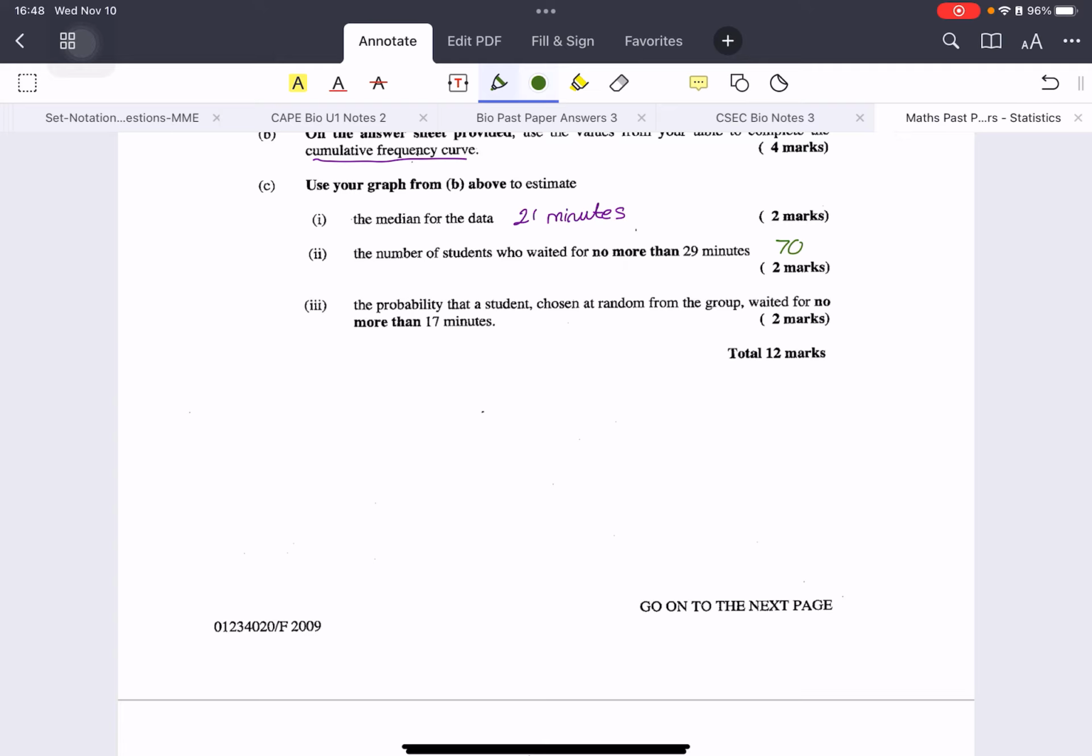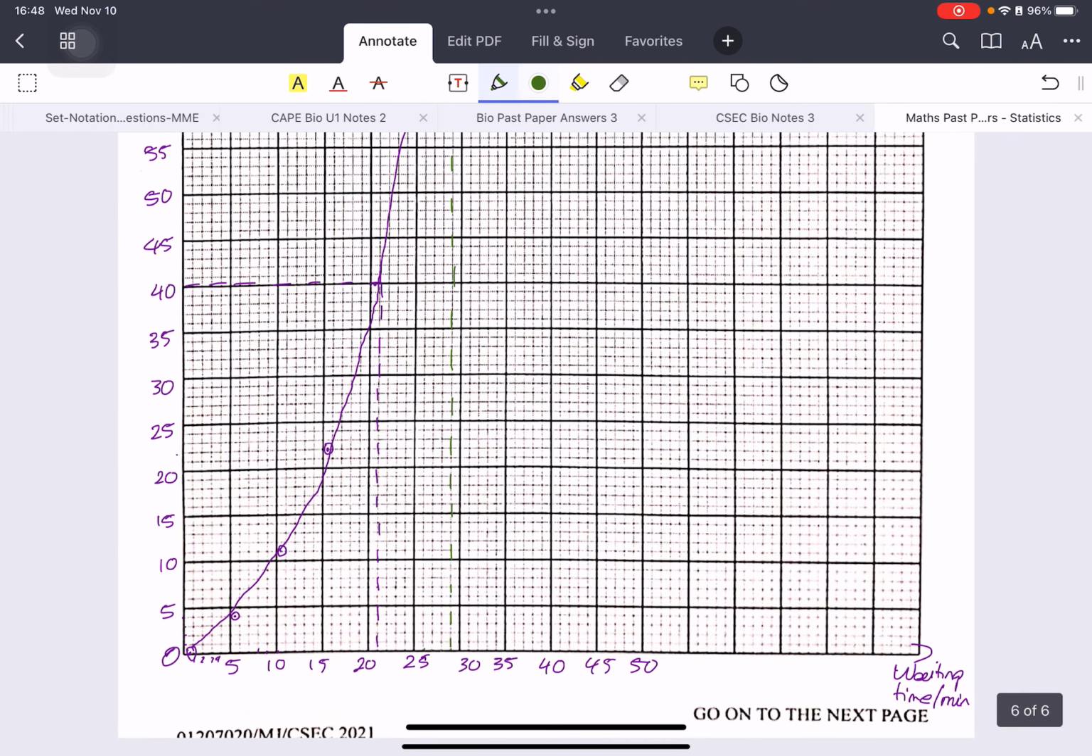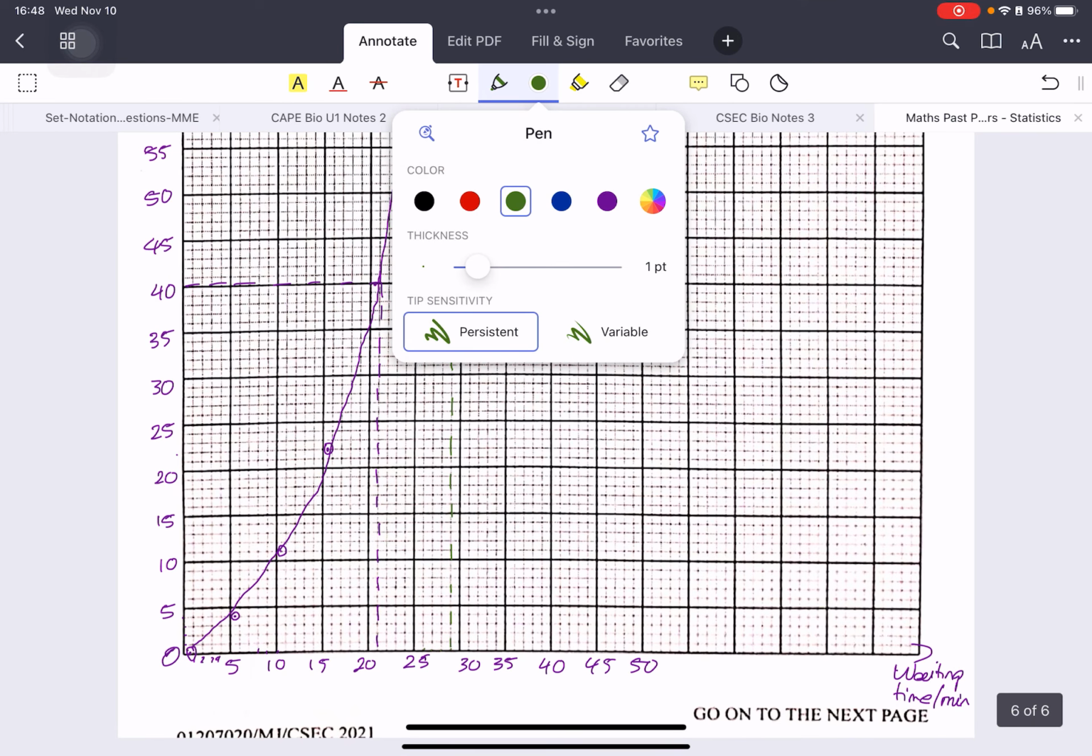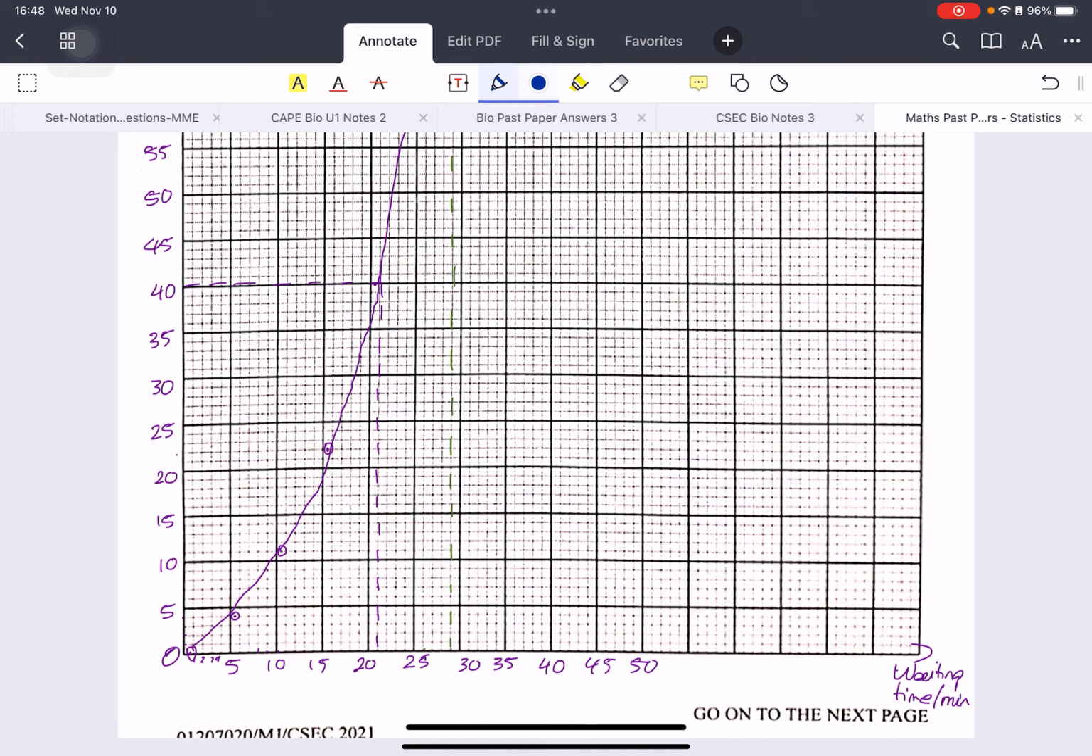Now finally, they want to know the probability that a student chosen at random waited no more than 17 minutes. So first we need to find how many students did not wait more than 17 minutes. Well, let's go back into our graph. I'm going to change the color again. Let's look for 17 minutes. 15, 16, 17. So let's go up. Let's see where we reach. I think 25 is a safe number to choose here. It's our graph at 25 people.